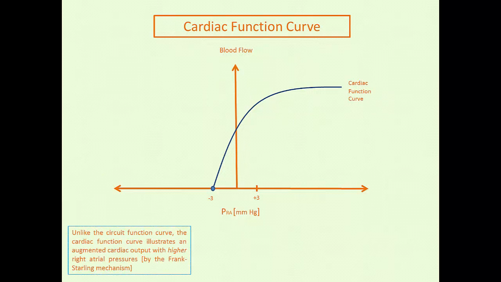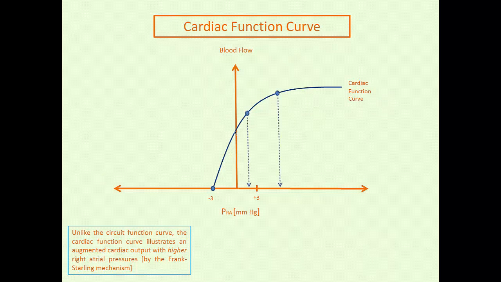So like the circuit function curve, the cardiac function curve illustrates an augmented cardiac output with a higher right atrial pressure. So it's essentially just the inverse of the circuit function curve. What do I mean by that? Well, remember the venous return curve goes like this, the cardiac function curve goes like this, so they're essentially inverses of each other. That is, if you increase right atrial pressure, you get more output for the cardiac response curve, whereas for the venous return curve, if you lower right atrial pressure, you get more venous return.